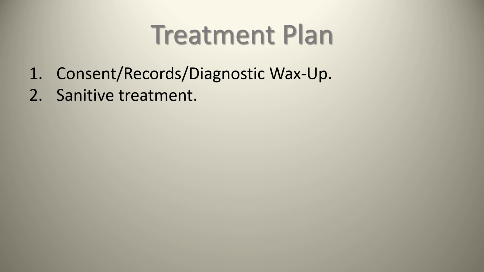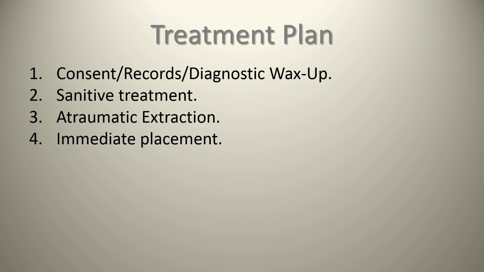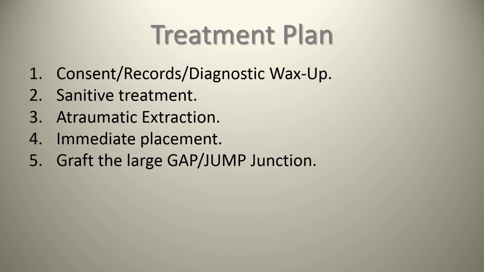Number 3, basically we're going to go with an atraumatic extraction of this tooth, assuming that the buccal plate is still intact. We can place an immediate implant, and in this case there was a large gap or jump junction, so we do place some sort of a bone graft in for this patient, along with the platelet-rich fibrin.